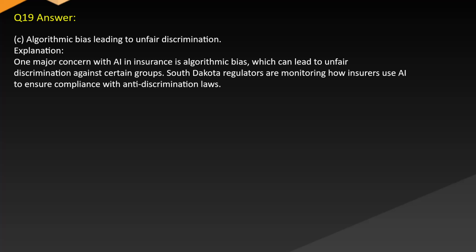Answer C. Algorithmic bias leading to unfair discrimination. Explanation. One major concern with AI in insurance is algorithmic bias, which can lead to unfair discrimination against certain groups. South Dakota regulators are monitoring how insurers use AI to ensure compliance with anti-discrimination laws.